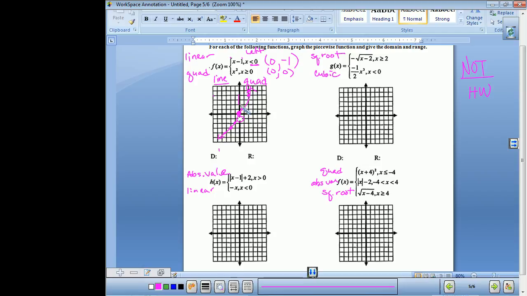So what's this? What was the slope? On the quadratic, we don't have a slope. We just have our moves. 1 squared is 1, 2 squared is 4, 3 squared is 9. The only one that has a slope is the line.